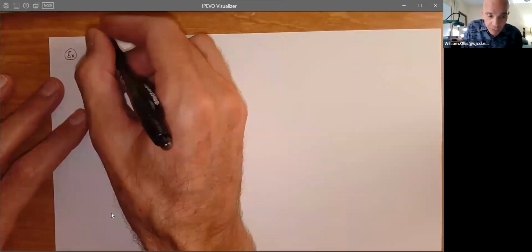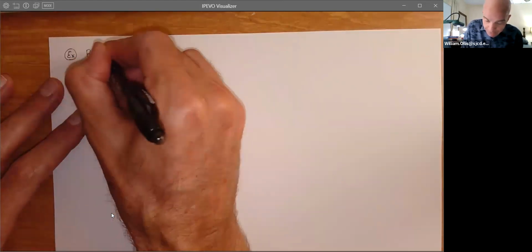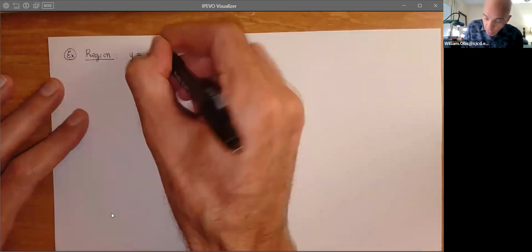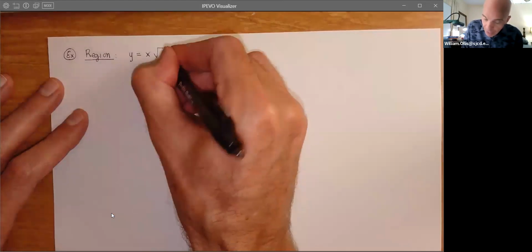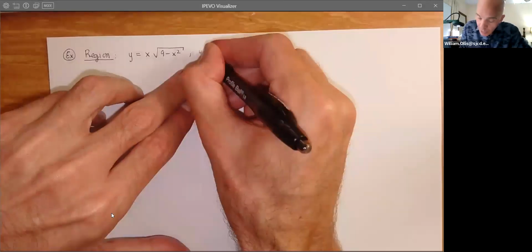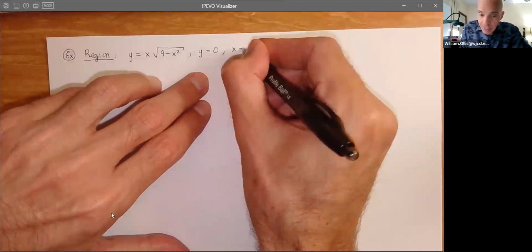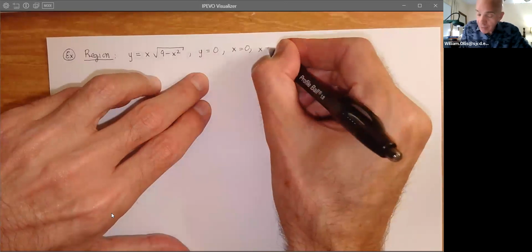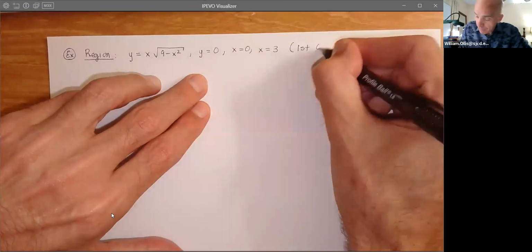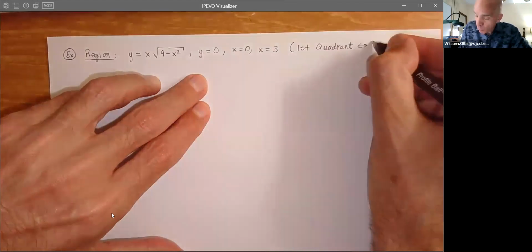So we have region bounded by the graphs. So we have the following region. It's a nice odd function. y equals x times the square root of 9 minus x squared. And we only want part of it. So we're going to insist on y equals 0, the x-axis, x equals 0, the y-axis, and then of course x equals 3, just to confine this to the first quadrant. So this will be first quadrant. Or as we say in pre-cal when we're doing trigonometry, quadrant 1.